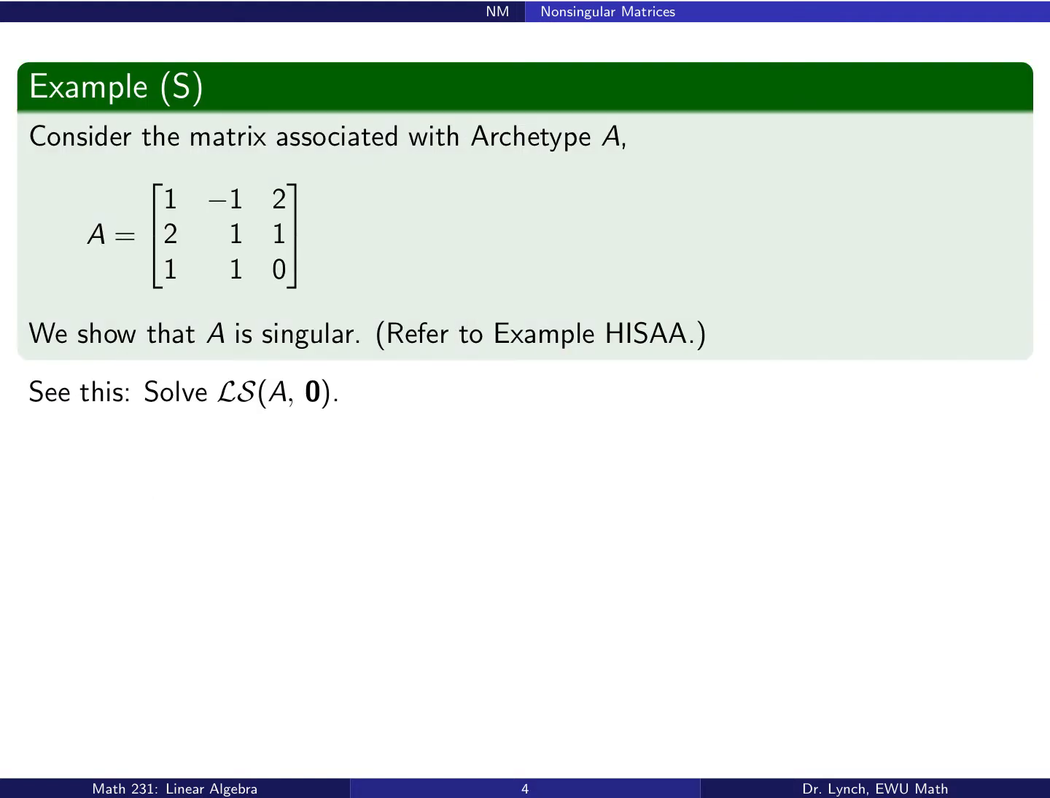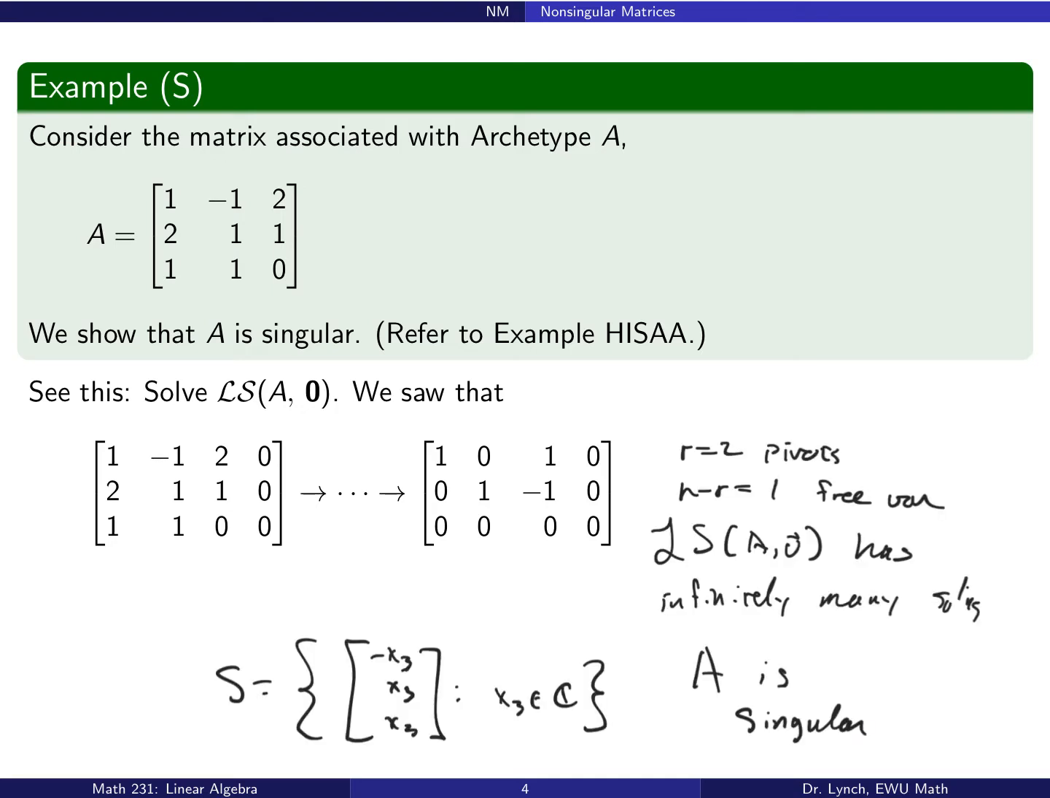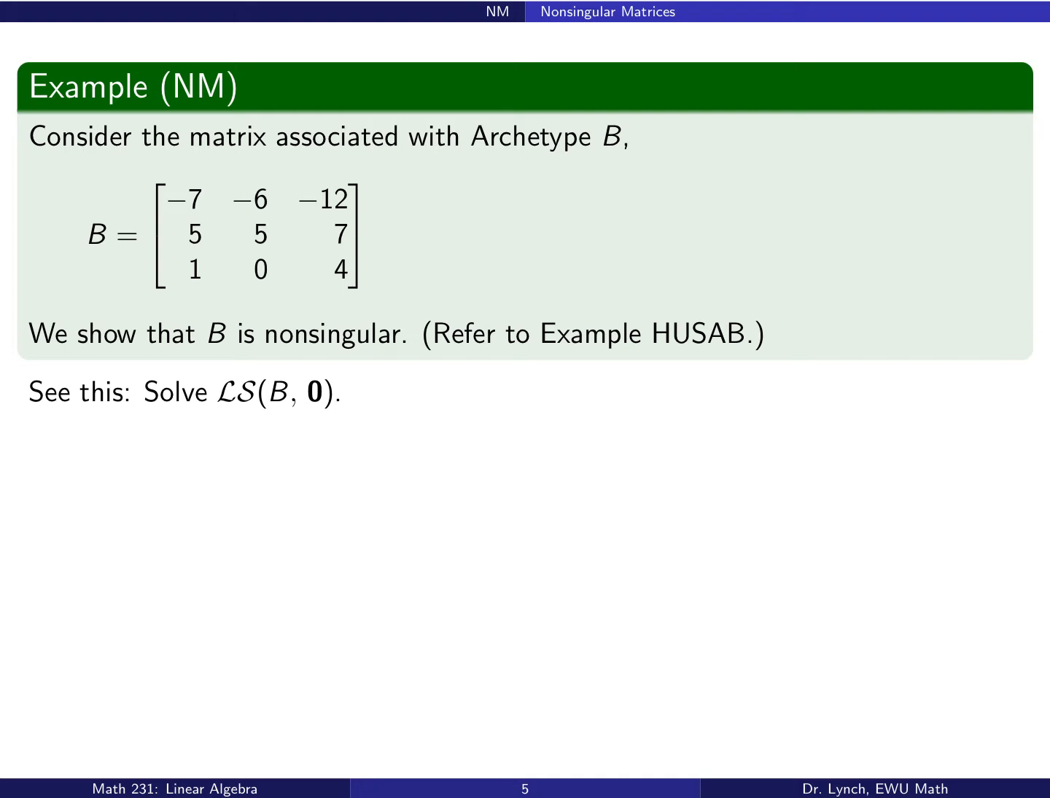Here's the first example, the matrix associated with archetype A. So we'll show that this matrix is singular. We saw before that the matrix reduces to the reduced row echelon form with r equals 2 pivots, n minus r equals 1 free variable. In this case, the homogeneous system of equations has infinitely many solutions, not just the zero solution, so we say that A is singular.